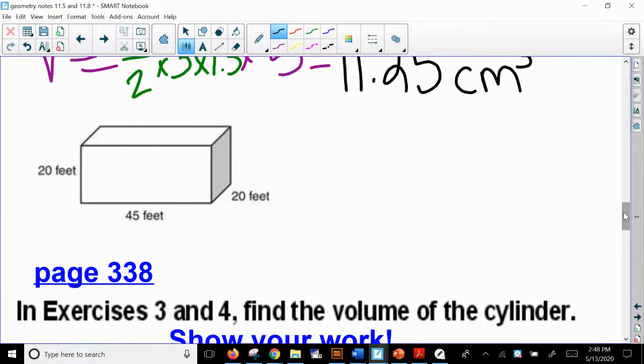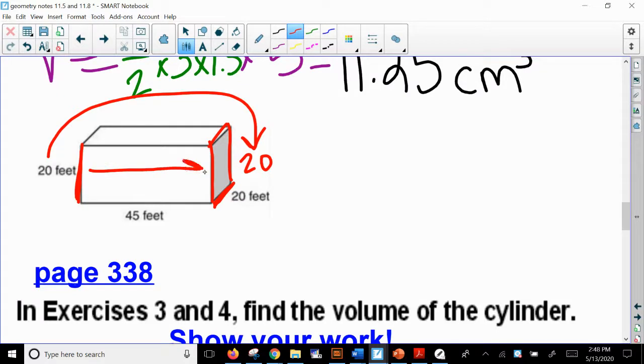Okay, next one. Volume. Okay, so again, this is a prism because it's shaped like a box. I could lay it down flat. Okay, if I stand it straight up, my base is a rectangle. So this length right here, that's 20. And see this over here, it says 20. That's going to be the same right here. So this is also 20. Okay, right there. It's also 20.